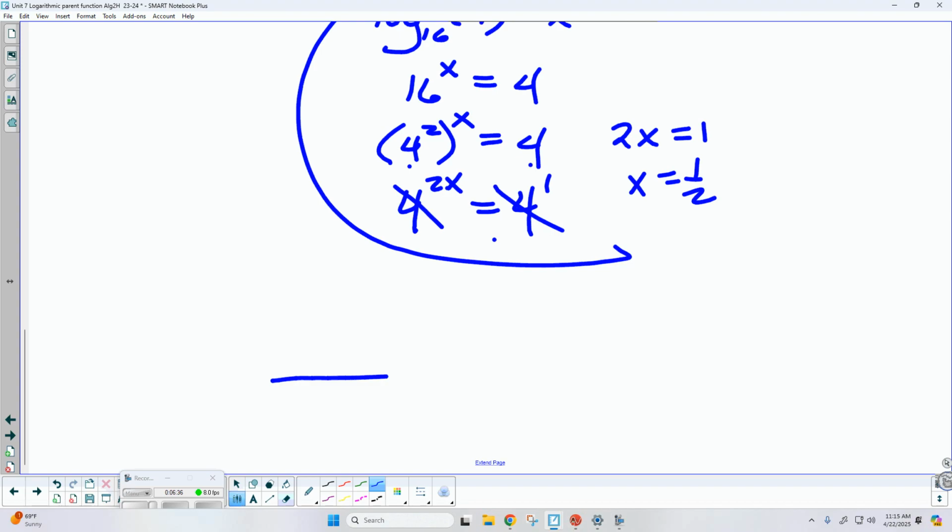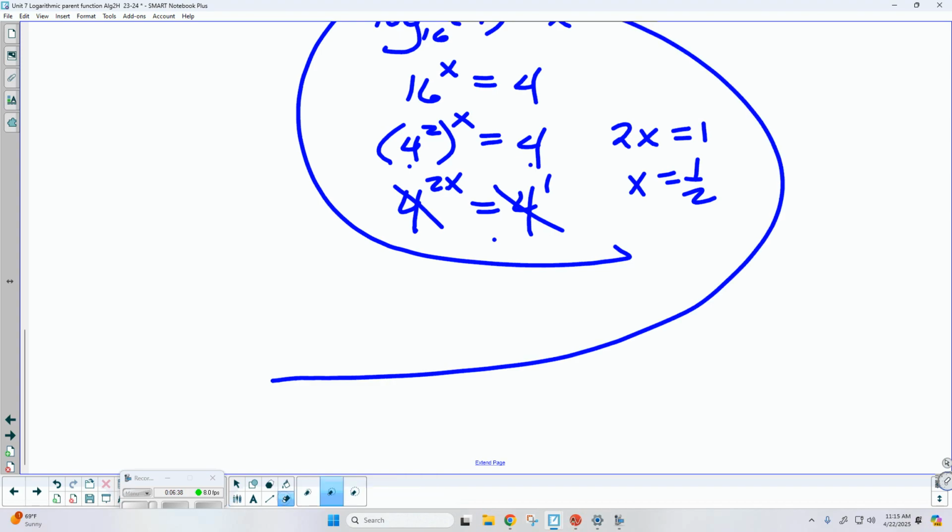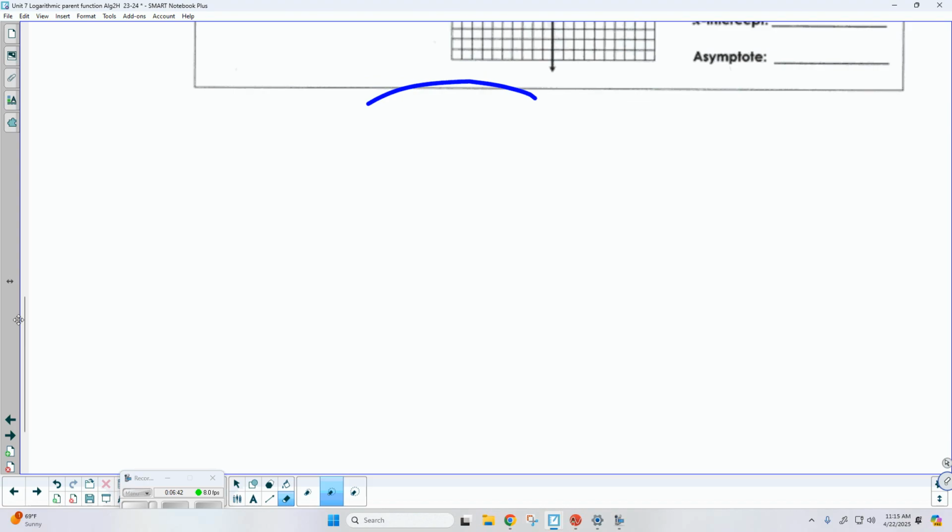That is not what I wanted to do. I didn't want to do that again. It is not letting me erase. There it goes. Let's try this one more time.